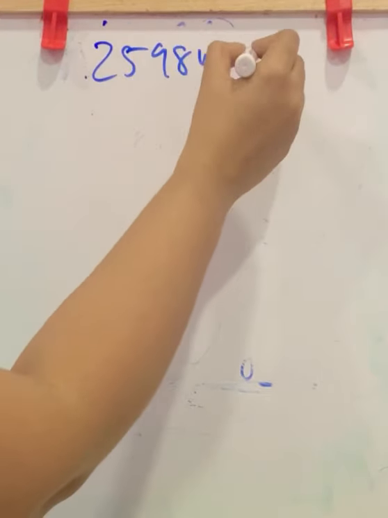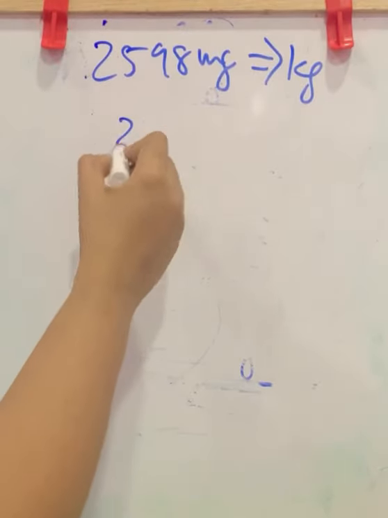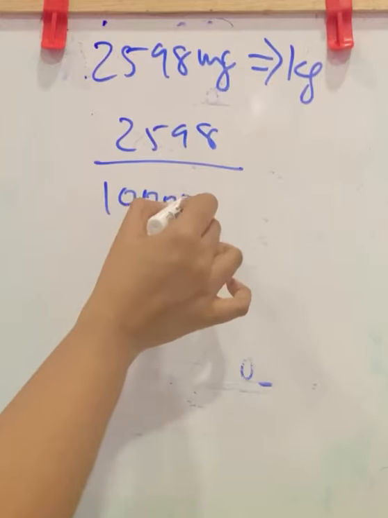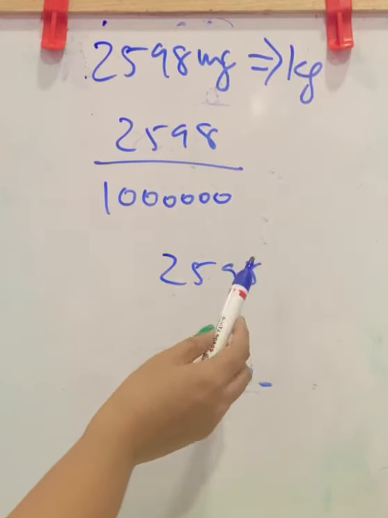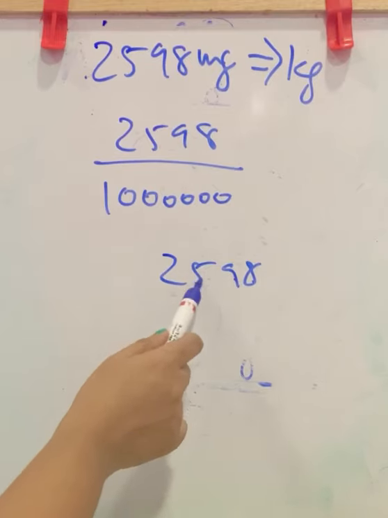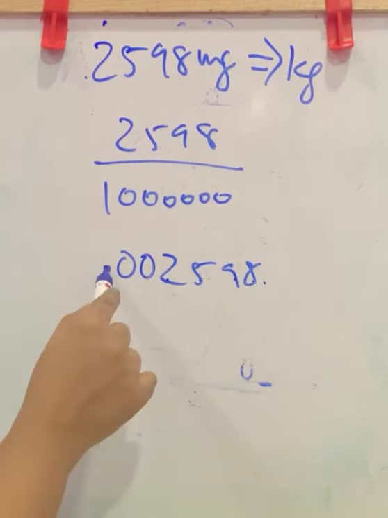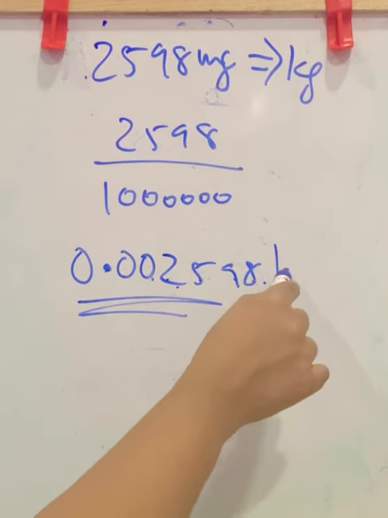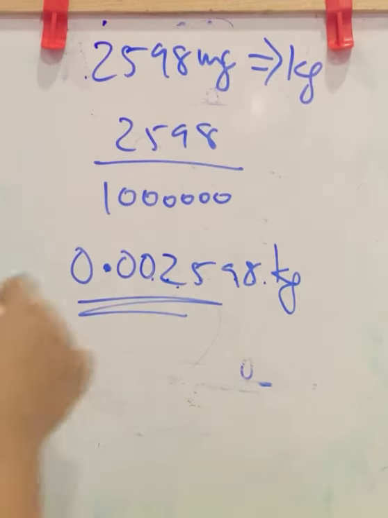2598 milligram to kilogram. That is division by 10 lakh. 2598 division 10 lakh means there will be 6 zeros. So you have to change 6 positions. So 1, 2, 3, 4, 5, 6. From here the decimal reaches here. 0.002598 kilograms. This is in milligram. You converted it into kilograms.